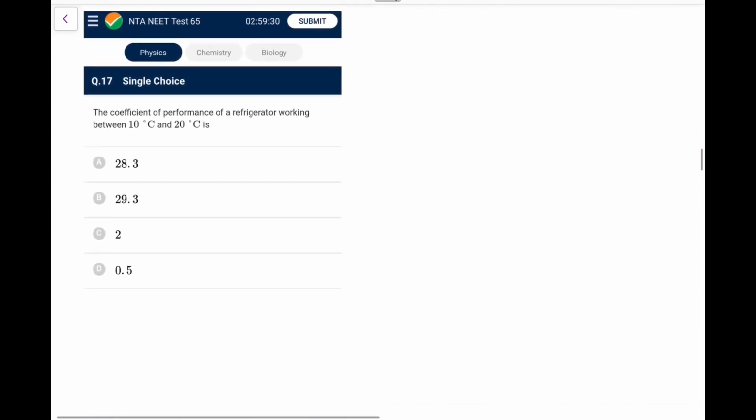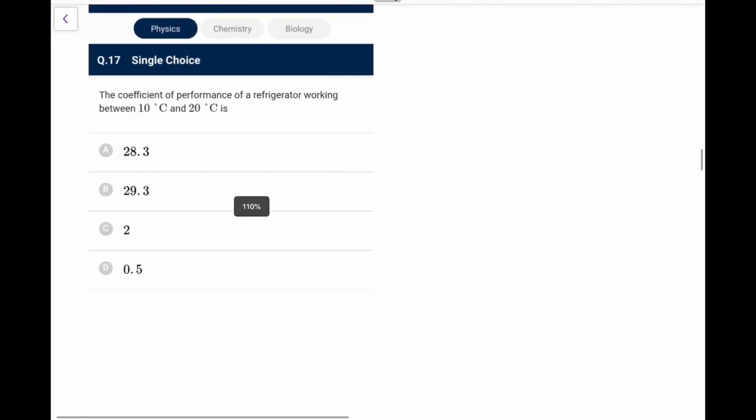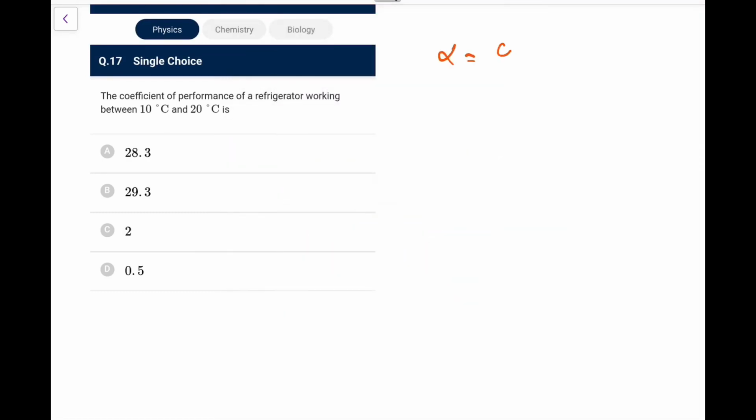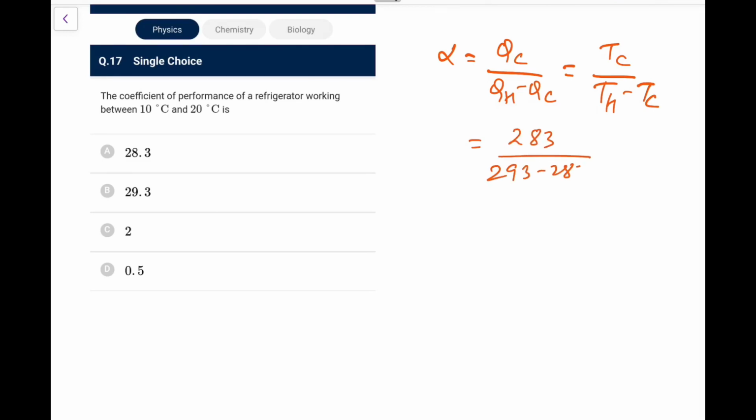Next, the coefficient of performance of a refrigerator working between 10 and 20 degrees. This is QC upon W, which is QC upon QH minus QC, which is TC upon TH minus TC. We have done it many times. So TC is 283 and TH minus TC is 293 minus 283, that is 10, so 283 by 10, that is 28.3. This is option A.